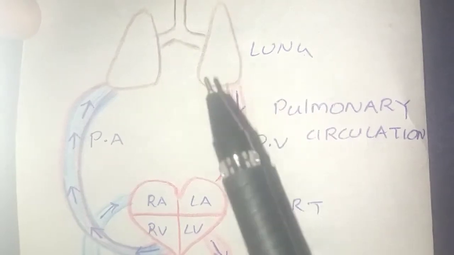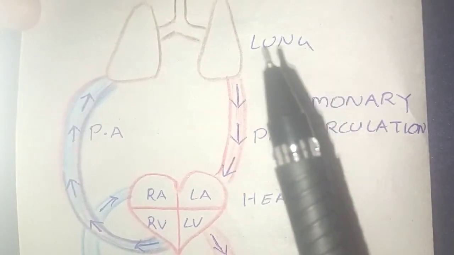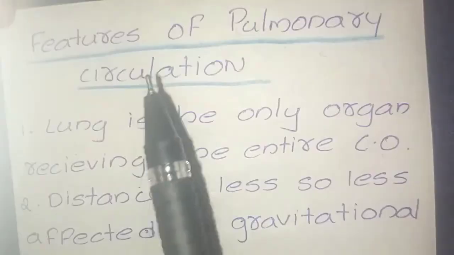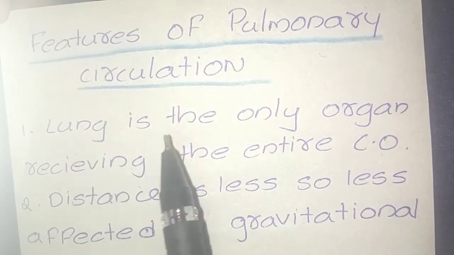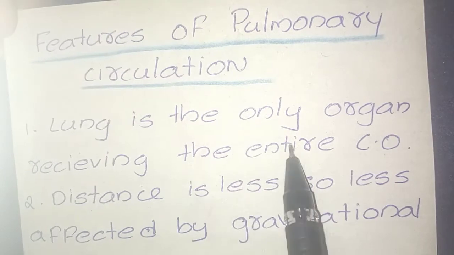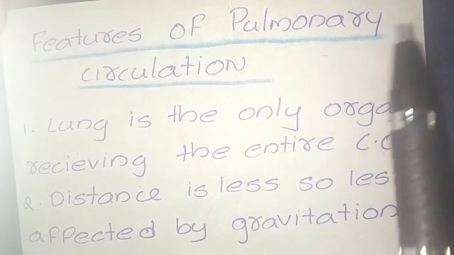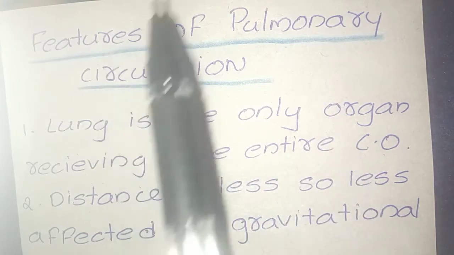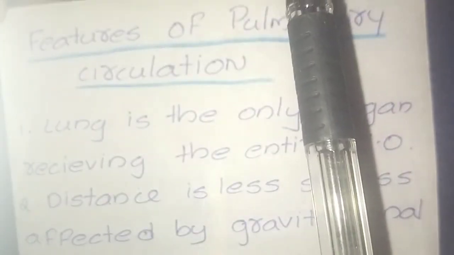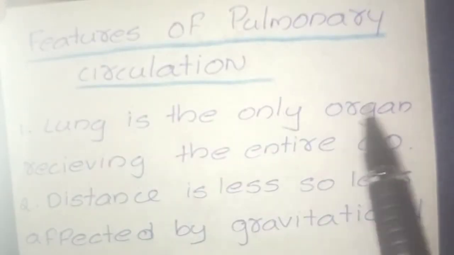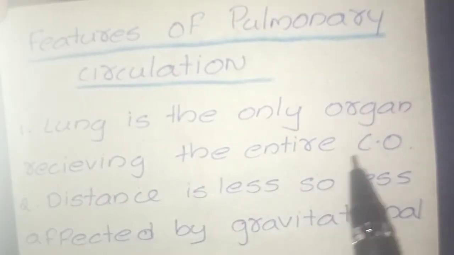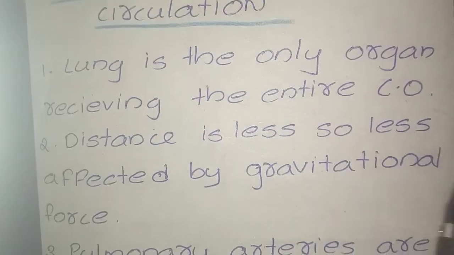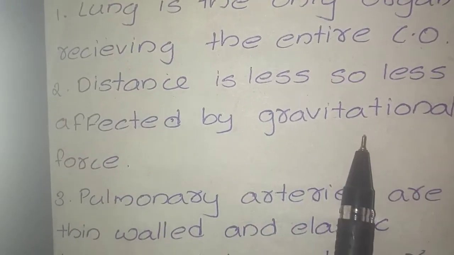Now let's discuss the features of the pulmonary circulation. In pulmonary circulation, the lung is the center, and the lung is the only organ that receives the entire cardiac output. Here we have seen that the blood from the heart moves all to the lungs. So the lung is the only organ that receives the entire cardiac output, and the distance is less, so it is less affected by the gravitational force.